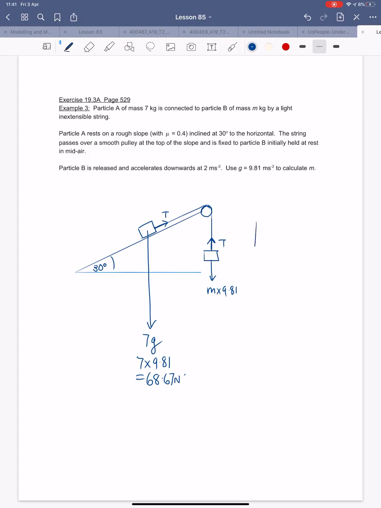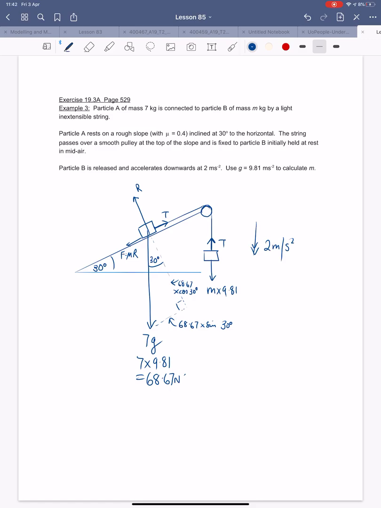Particle B is released and accelerates downwards at 2 meters per second squared. So this friction is going to act downwards. Got a normal reaction there. Okay. And then this one is made up like this. They always have the same diagrams all the time, or slight variations. That one's 30 degrees there. So this side here is 68.67 times cos 30 degrees. And that there is 68.67 times sine 30 degrees. I think that's everything there.